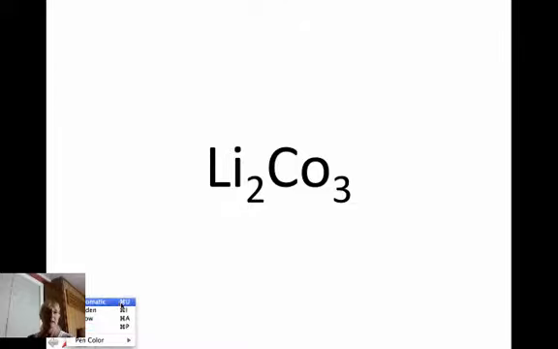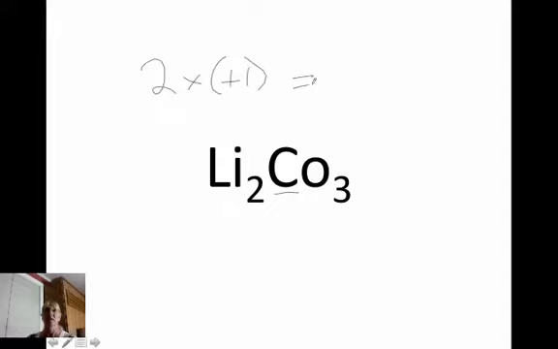Let me pick up my pen. And they've underlined the carbon. So starting with the lithium, which is in a +1 ion, it's a 1+ ion. Its oxidation number is +1. 2 times a +1 equals +2.